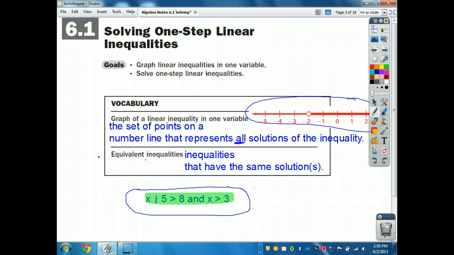We have either the less than sign or the greater than sign instead of the equal sign, or we have less than and equal to, or greater than and equal to. Those are the 4 signs we talk about when we talk about inequalities. All right, let's move on.